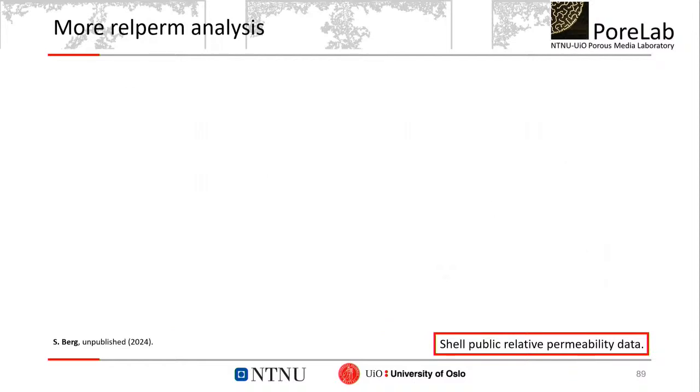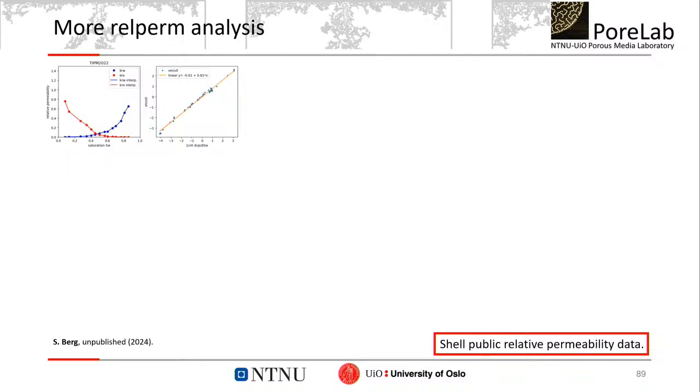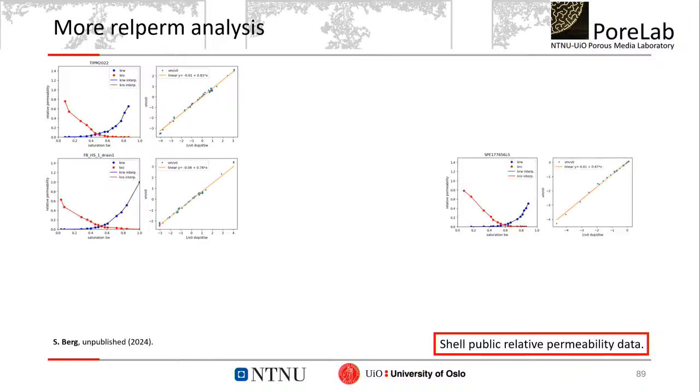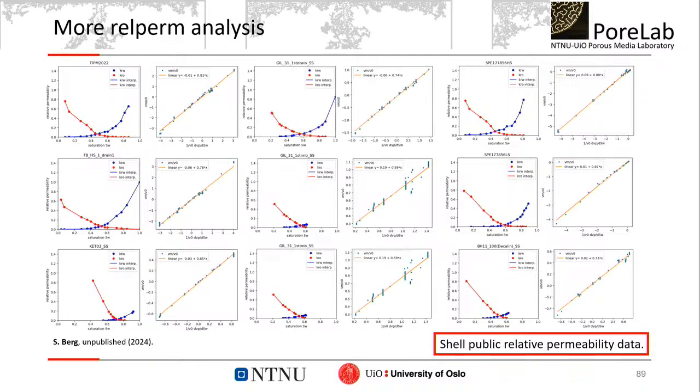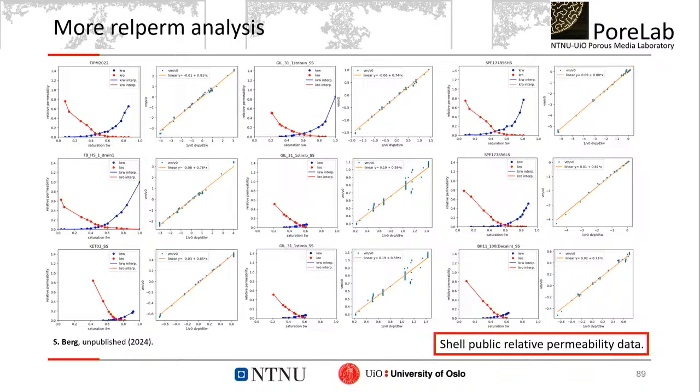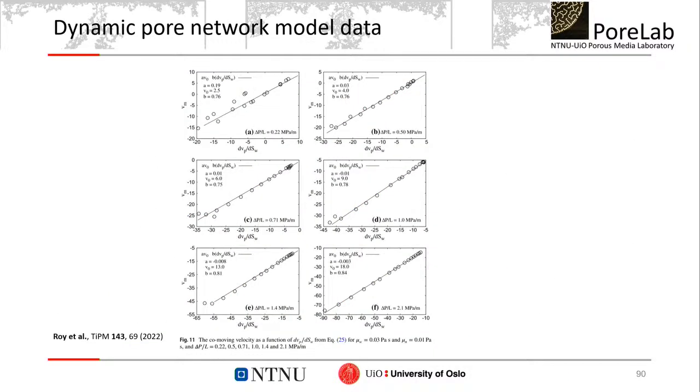But anyway, this is data that were analyzed by Stefan Berg at Shell in Amsterdam in January. So he took different relative permeability data sets from their big stock, and he found this one, this one, this one, and it all added up to 43, and all of them were this kind of quality. So it really looks like a straight line. Oops, I turned off the screen. And here is dynamic pore network model data.